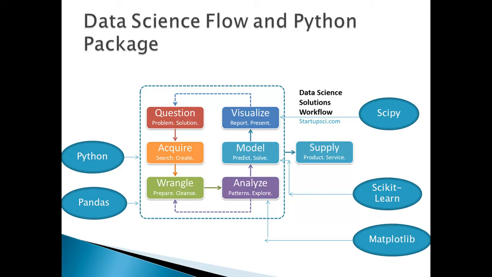Once we have the data in place, we use Python to acquire it into the Python framework. We use pandas to wrangle, the third step. Wrangle means prepare the data for analysis. Here we may require cleaning the data, removing unwanted fields, and so on. After that, we analyze the pattern using a graphical format, and matplotlib is a library which helps us to visualize the pattern.